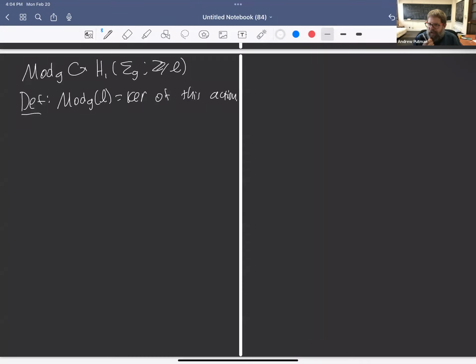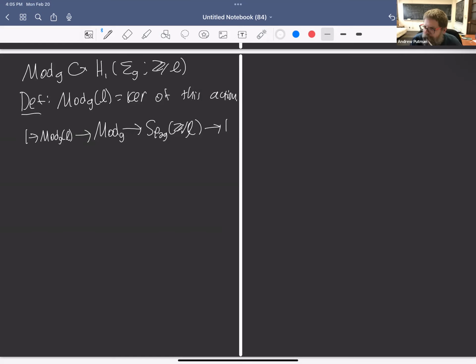And now this action preserves the algebraic intersection form. So we have a map from the mapping class group to the automorphisms of first homology. And since that preserves the algebraic intersection pairing, which is a symplectic form, that's Sp_2g of Z mod L. I hope that's readable. And it turns out that's surjective, and the kernel is Mod_g of L. So that's the group right there.